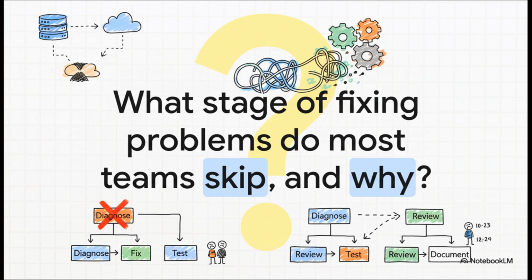So I'll leave you with this question to chew on. When things go wrong and the pressure is on to get things working again, which stage of fixing that problem do you think most teams are tempted to skip? And what's the real long-term cost of doing that? It's definitely something to think about.